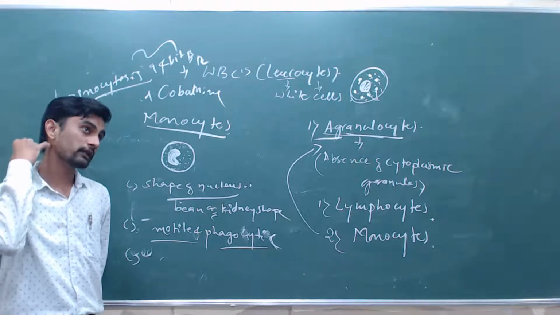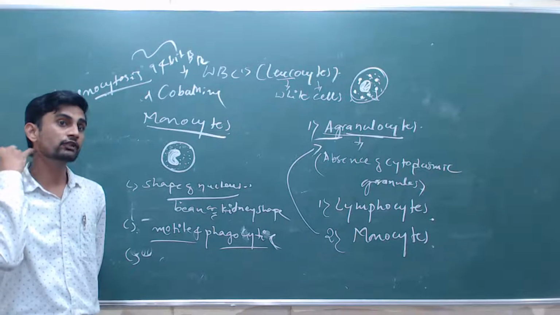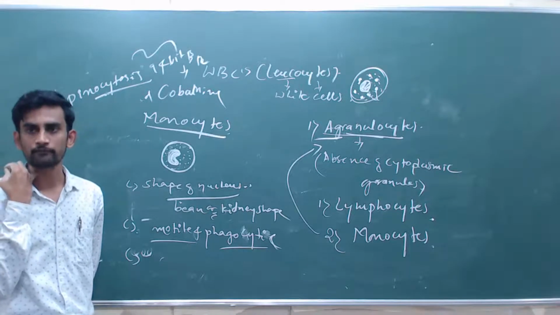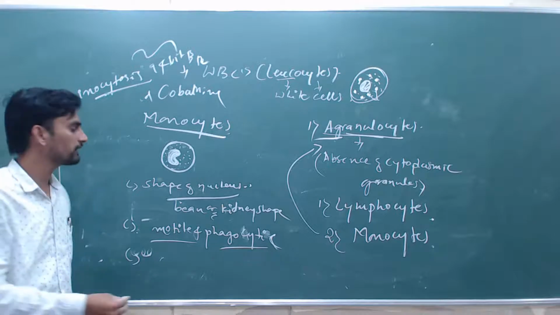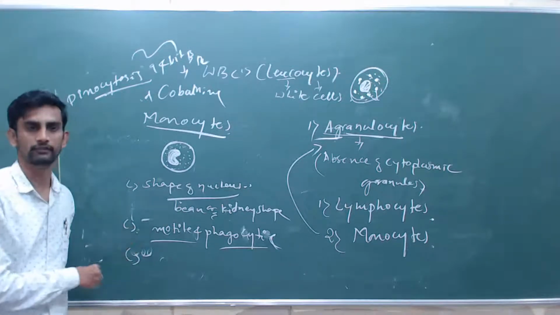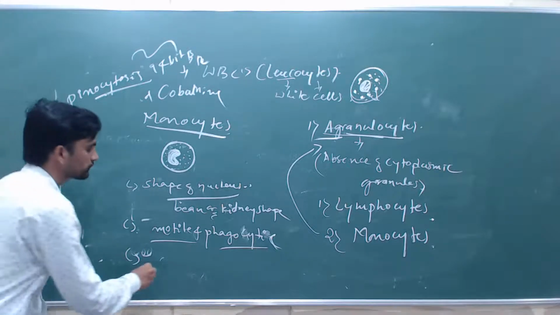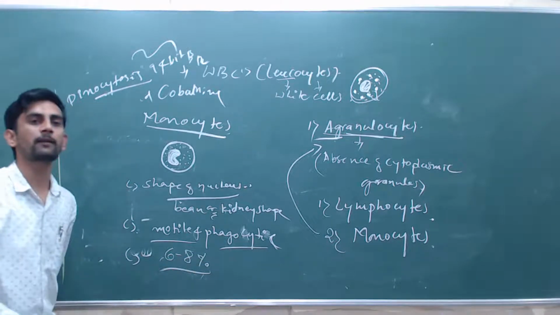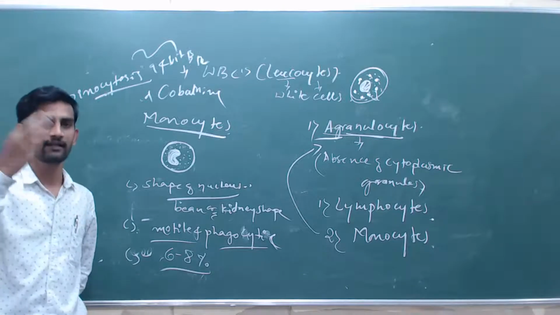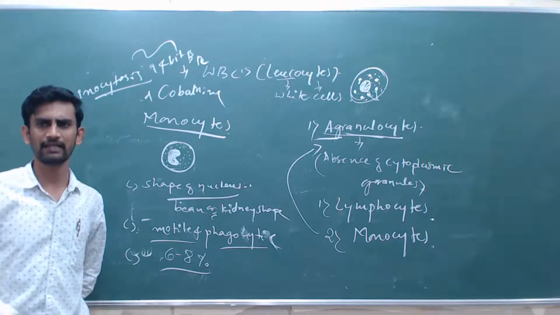Then last point, how much percentage in total WBC count? In 100% of WBC, what is the contribution of monocytes to the total leukocytes? How much? 6 to 8%. So this is not an exact percentage. It may range, it may vary continuously.